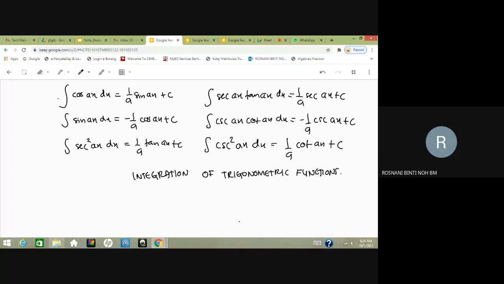Integration of trigonometric functions. There are 6 formulas for integration of trigonometric functions, as you can see in here. As we know, doing the differentiation is much easier than integration. So instead of memorizing the 6 integration formulas, it is better if you just memorize the formulas of differentiation.